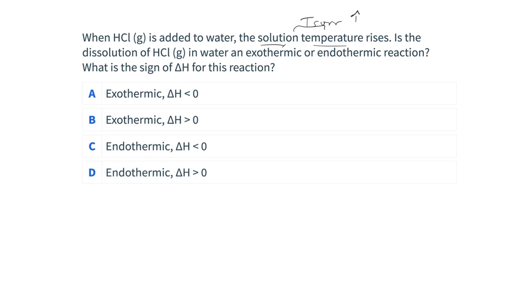So is the dissolution of HCl exothermic or endothermic? And then what's the sign of delta H? So again, take 30, 60 seconds, see if you can come up with the answer. Feel free to compare with your neighbors.